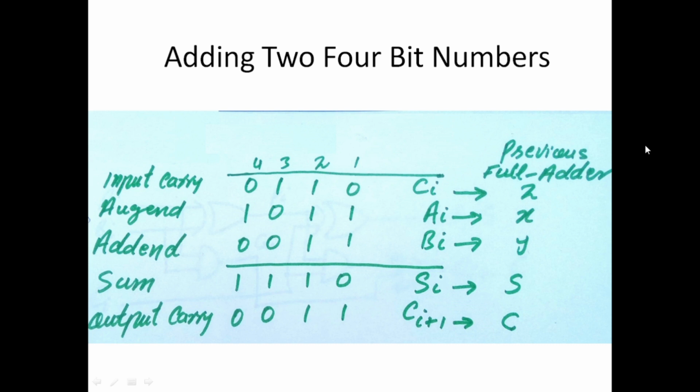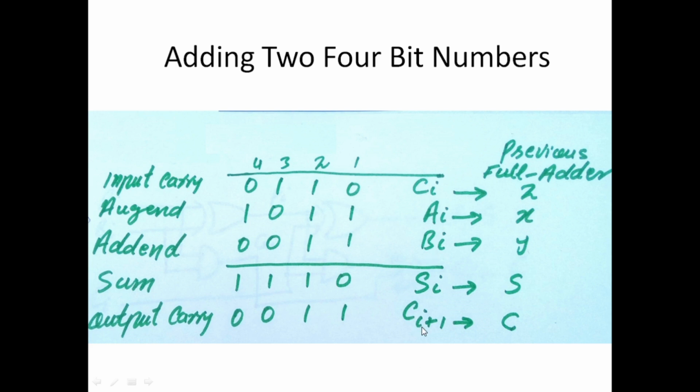So just to relate to the previous full adder, the bits of the number A are represented with X in that full adder, and the bits of the number B are represented with Y. The input carry is Z, the output sum is S, and the output carry is C. And the subscript I is also used for the corresponding bit position, as we used with the numbers A, B, and the input carry.